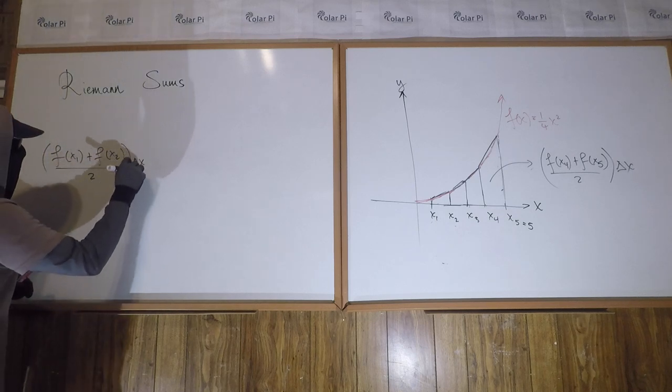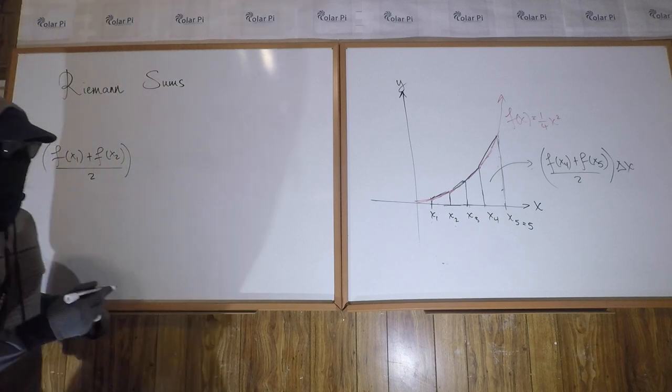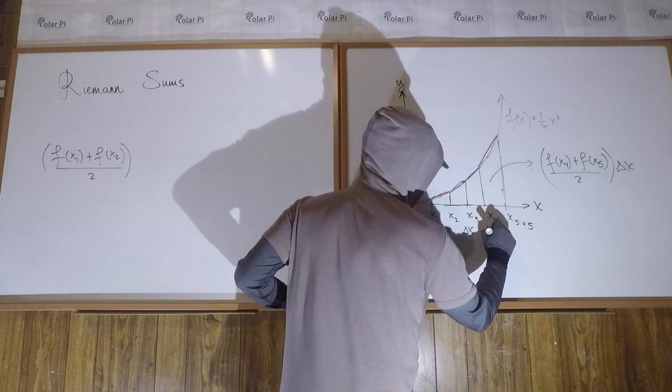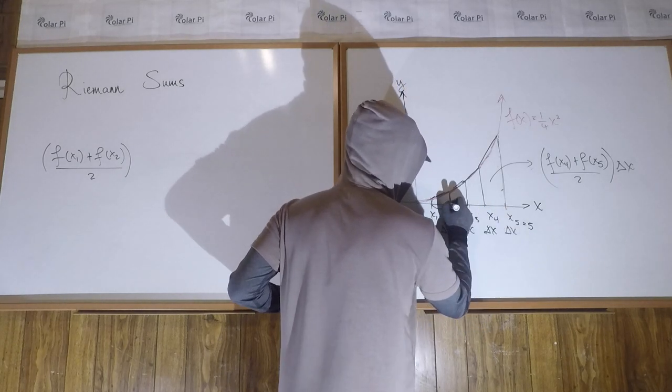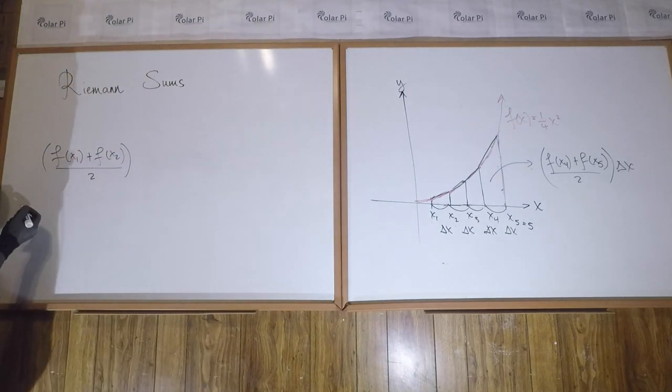Maybe I need to write smaller. Well, we know that the delta x is going to be factored out, right? Because it's the same for all of them. Delta x, delta x, delta x, delta x, and this is the difference between any two x's here, right? And so we can factor it out, and it's going to save us some space.